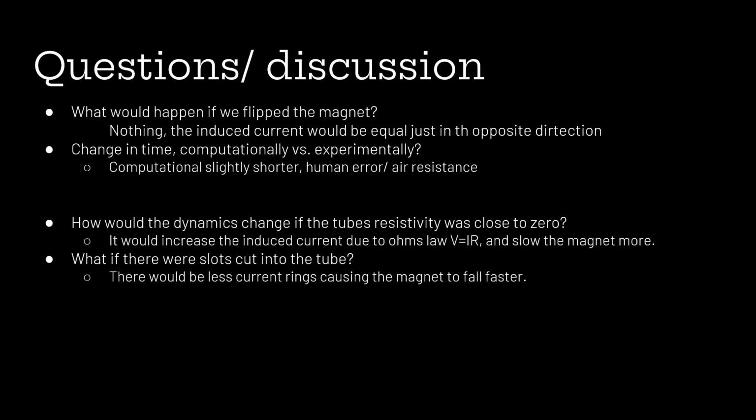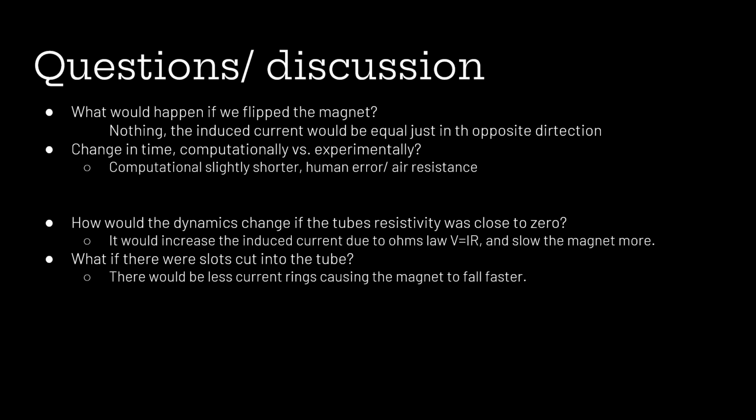Questions and discussions. What would happen if we flipped the magnet? Nothing. The induced current would be equal, just in the opposite direction. Change in time, computational versus experimental? The computational was slightly shorter due to human error and air resistance, because neither one of those things can be accounted for.